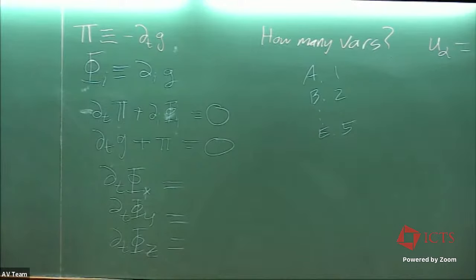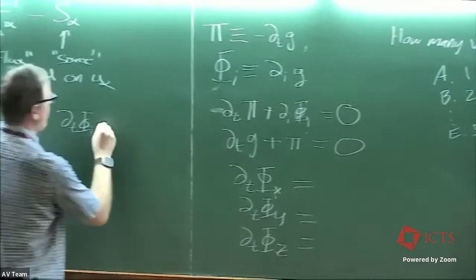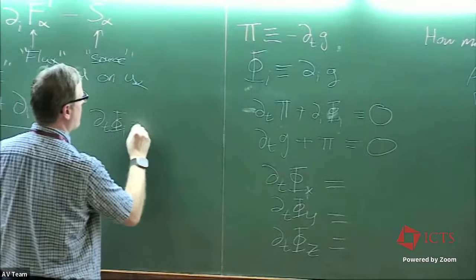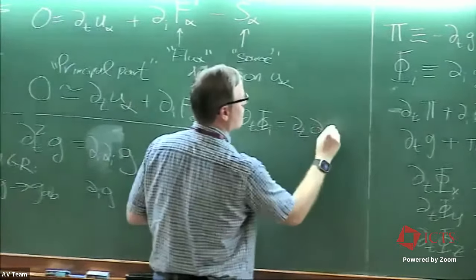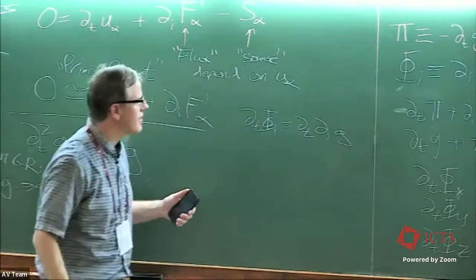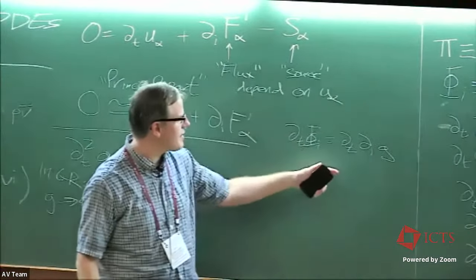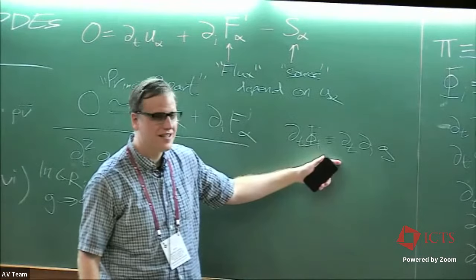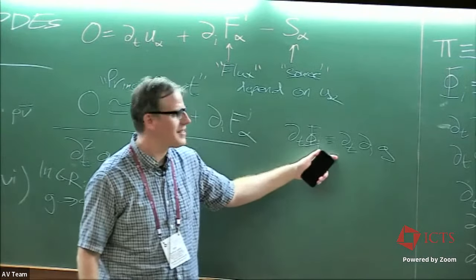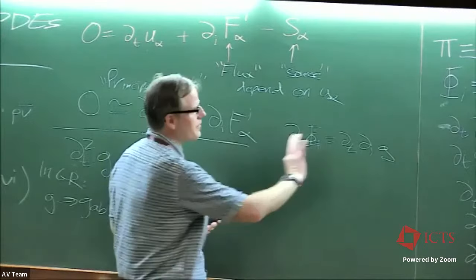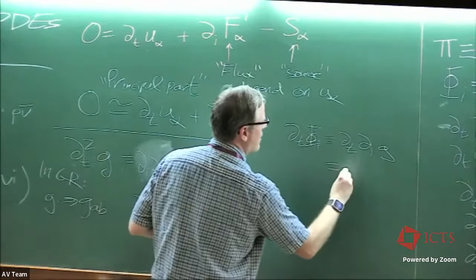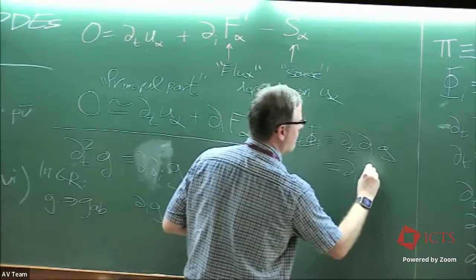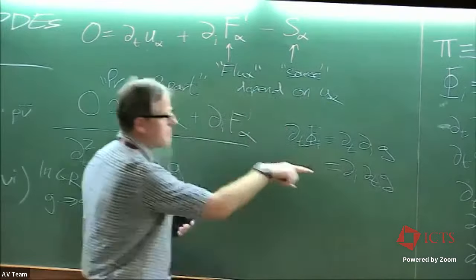So let's do that. I have some wasted space I didn't use here, so let's just do that right here. Let's take partial t of phi sub I, and that's going to be equal to partial t of partial I of g. Now, what's the next step I should do here? Any guesses? I think I even heard someone say the right idea earlier. Yep, partial derivatives commute, flip them around. That's equal to partial I of partial t of g.